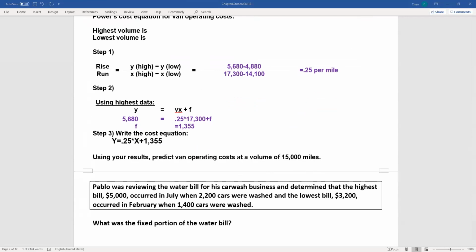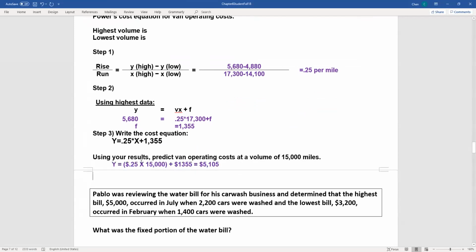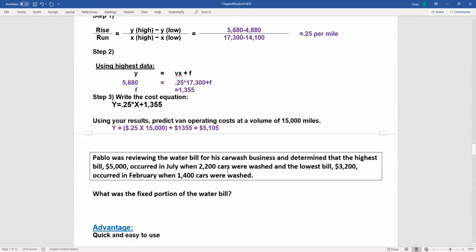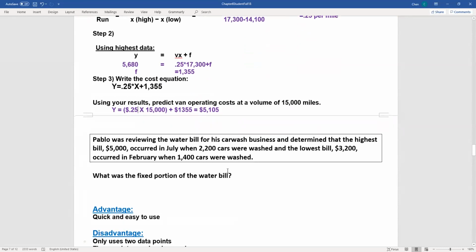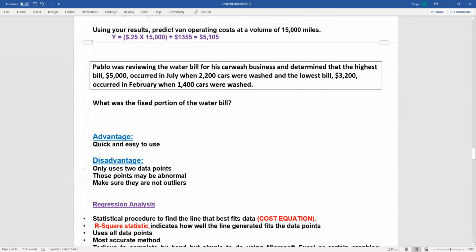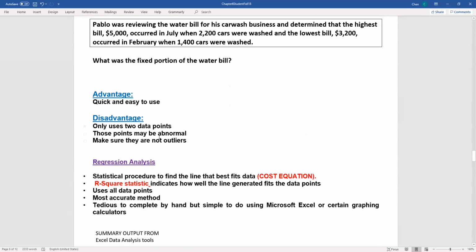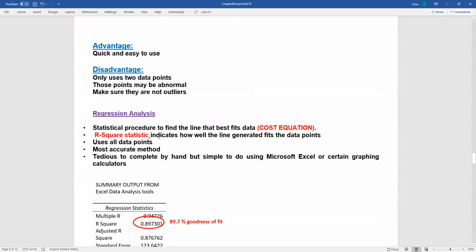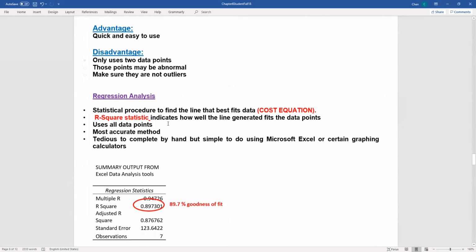And then I will just copy and paste the answer here. Okay, y will be equal to 0.25 times 15,000 plus 1,350. And this is your total cost at the volume of 15,000. Advantage is it's quick and easy to use, but the disadvantage is it only uses 2 data points, and these points may be abnormal. You have to make sure they're not outliers.